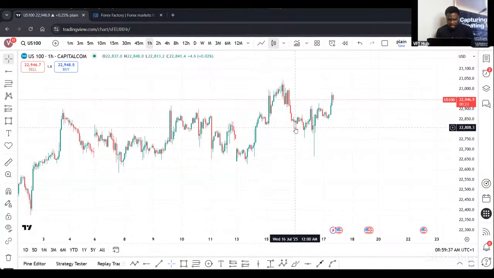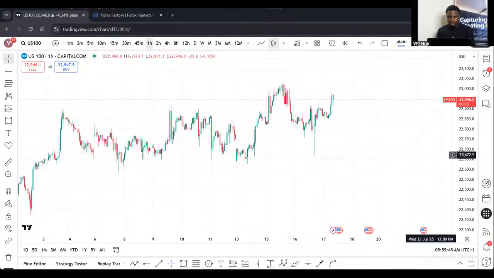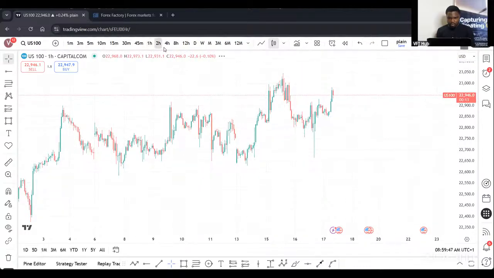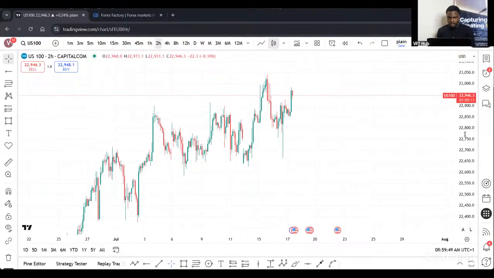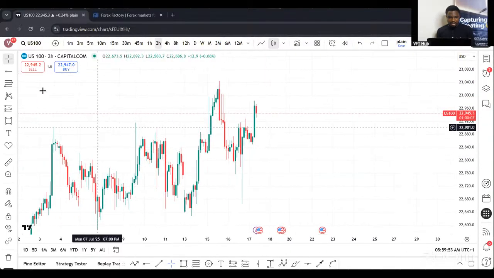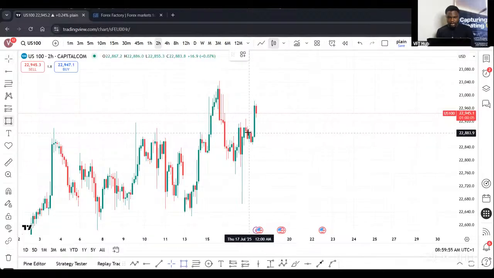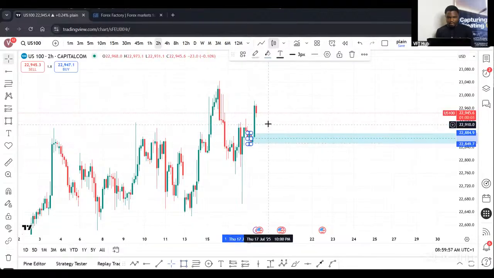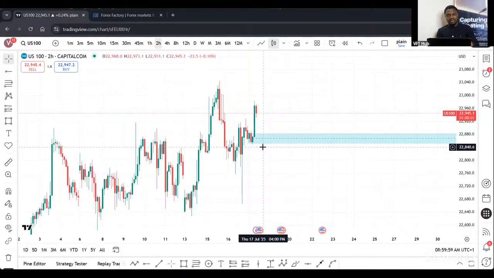So what is for today? What am I looking for today? Because of the whole indecision, I just want to pause. Let me put on the 2-hour time frame, something I'm looking out for. I as well want to pause. But now, this is looking as though the market is going to start buying from this zone. Now it's a bit conflicting.